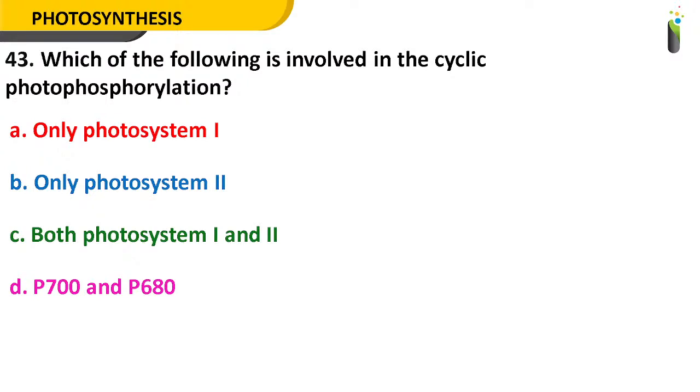Well, the answer for this question is A. Cyclic photophosphorylation involves only photosystem 1, whereas both photosystem 1 and 2 are involved in non-cyclic photophosphorylation. Friends, you might be knowing both cyclic and non-cyclic photophosphorylation are a part of light reaction.